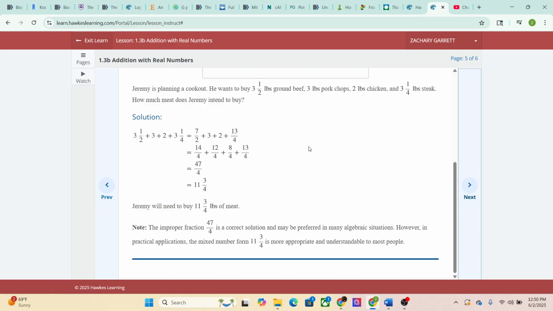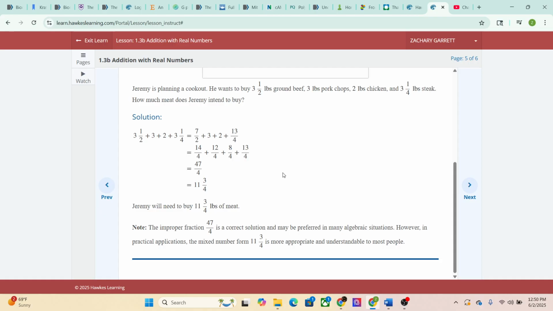11.75 pounds of meat. So in order to do the operations on these fractions, this right here, 3.5, converts into 14 over 4. You multiply 3 by 2 and add 1 to it to get 7 over 2. And then you multiply the whole thing by 2 again to get the common denominator. That's the same thing for every single one of these numbers here. Then you add them together once they all have the same common denominator.